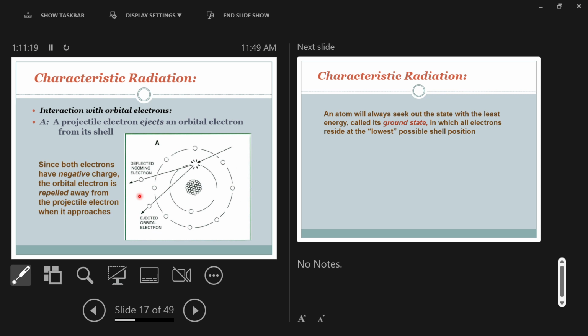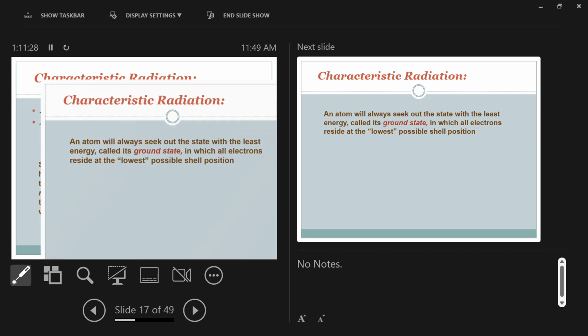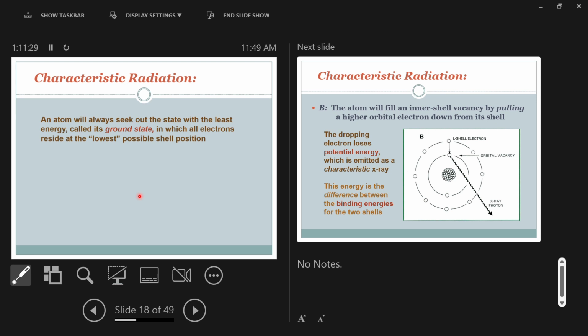And I fall, right? So if he moves the floor down 10 feet, well, I'm going to fall 10 feet till I hit the floor now, right? So the same thing is true: all atoms want to be in their ground state, the position in which all electrons are in the lowest possible shell positions, okay? You move down a shell, you are in a position of less energy than when you were a shell level higher, okay?